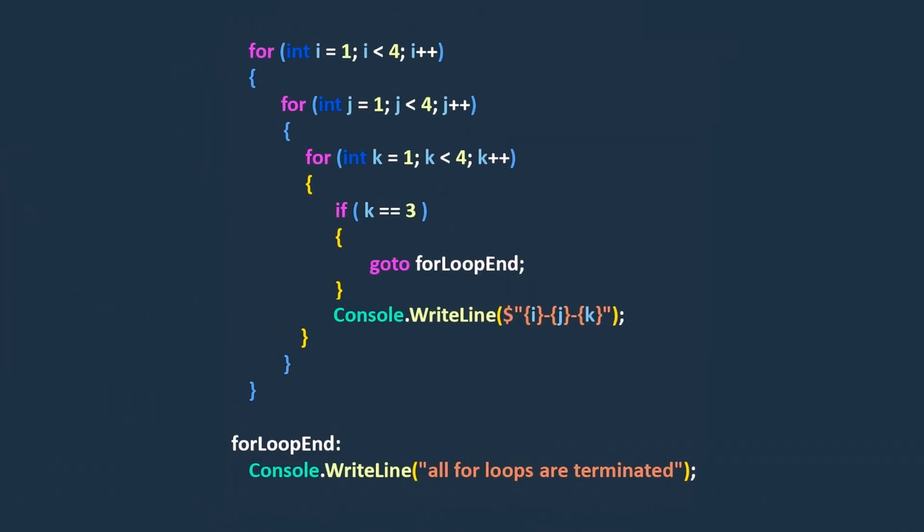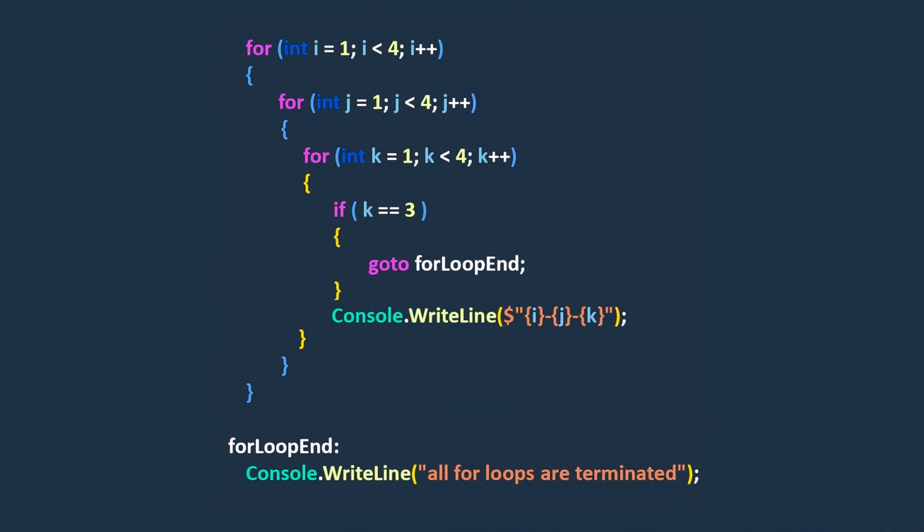Okay, let's show you the use of the goto statement to exit the loops. In this example, we have 3 nested loops. Each one starts with a value of 1 and will continue as long as its control variable is less than 4. Inside the innermost for loop, there is an if statement that checks if k is equal to 3.